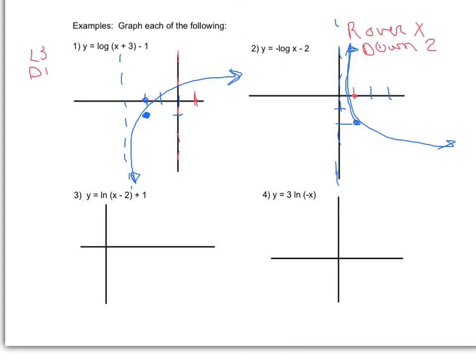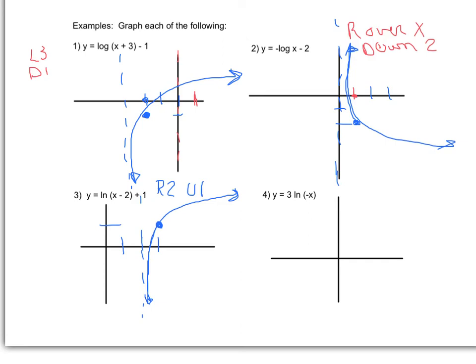Looking at my third one, I'm subtracting on the inside, so I'm going to go right 2, and I'm adding on the outside, so I'm going to go up 1. So normally I'd be here. If I push that right 2 and up 1, notice that my intercept moves to here. My asymptote also moves right 2. So I have an asymptote here now, and my function looks something like this. Again, keeping that general shape. So very similar to what I did with the exponential functions, I use the shifting of my intercept and the shifting of my asymptote to really help me determine where my function is, similar to what we looked at with the rational function.